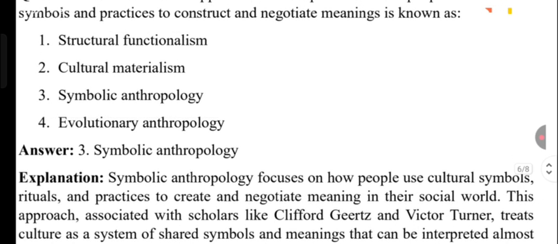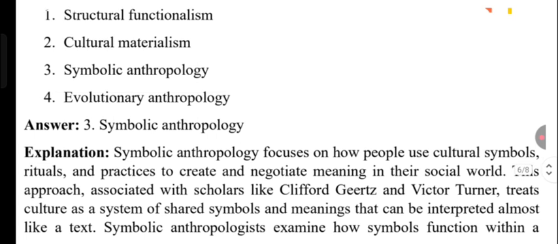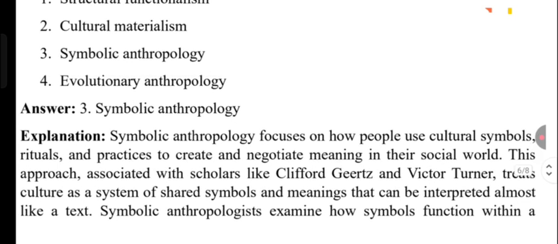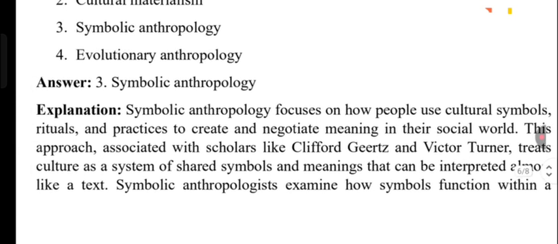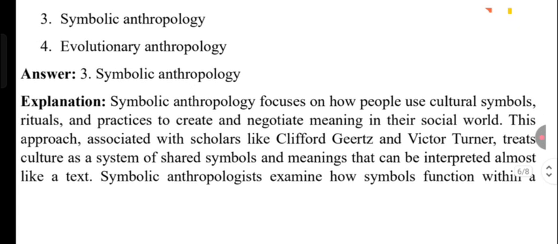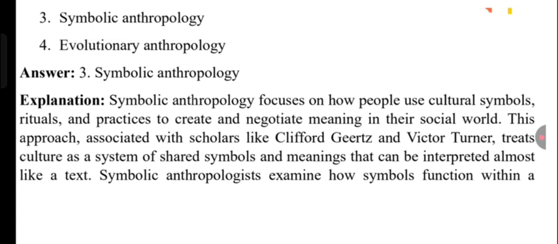Symbolic anthropology focuses on how people use cultural symbols, rituals, and practices to create and negotiate meaning in their social world. This approach, associated with scholars like Victor Turner, treats culture as a system of shared symbols. So, according to Victor Turner and Clifford Geertz, what is culture? Culture is a system of shared symbols and meanings that can be interpreted almost like a text.